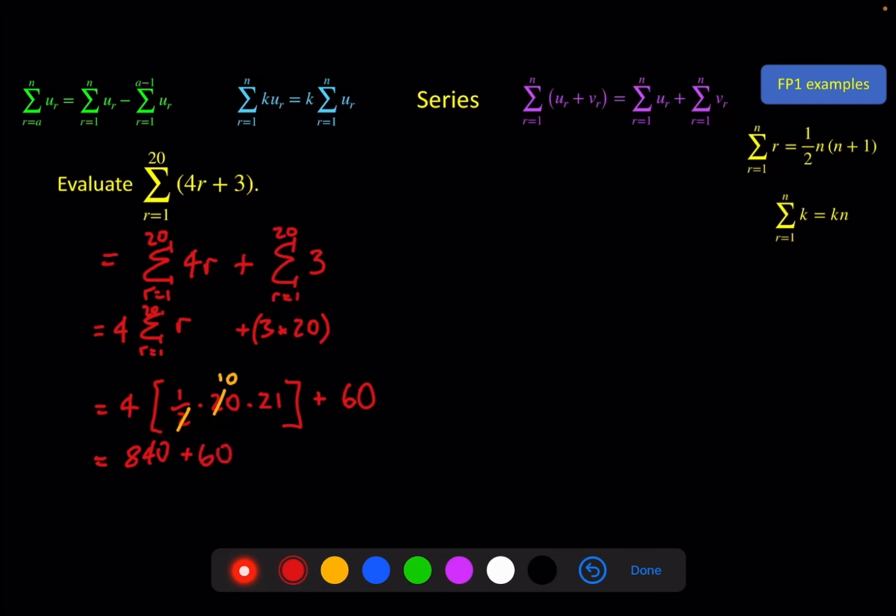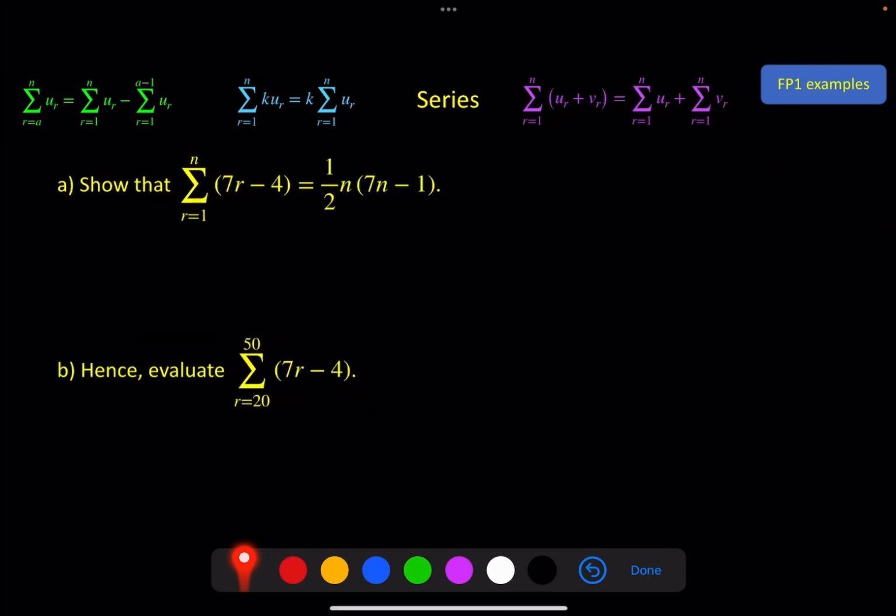Plus the 60 on the end gives me a nice round 900. And there we go. We've used quite a few. We've used the blue one, the purple one, and these two yellow ones here. Final example. Show that the summation of this is equal to this.